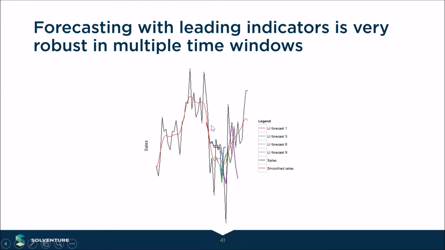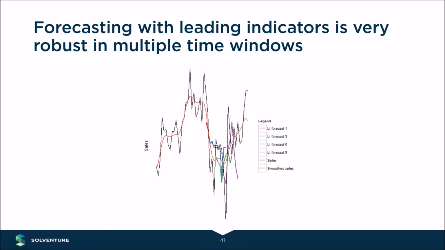We see two things. The first thing we see is that we better predict the corner or the turn here, that the sales will drop. We better predict the bottoming out, and we also better predict that the sales will then rebound and that it will be increasing again. That's the first thing we see. So the leading indicator does help us to better turn the corners. That's the first important finding.